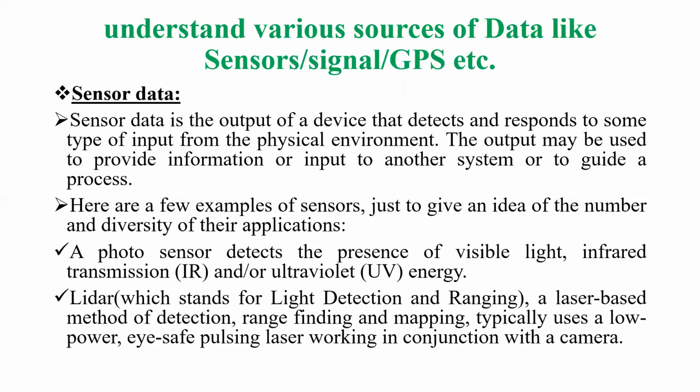Here are a few examples of sensors just to give an idea of the number and diversity of their applications. A photo sensor detects the presence of visible light, infrared transmission, and ultraviolet energy. And lidar, which is light detection and ranging, a laser-based method of detection, range finding and mapping, typically uses a low power, eye-safe pulsing laser working in conjunction with a camera.